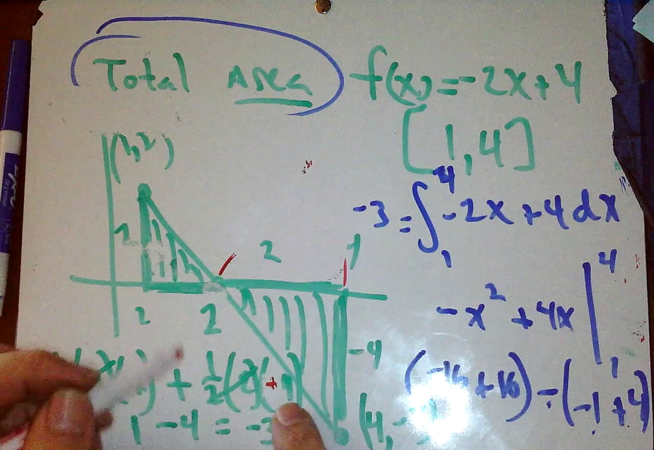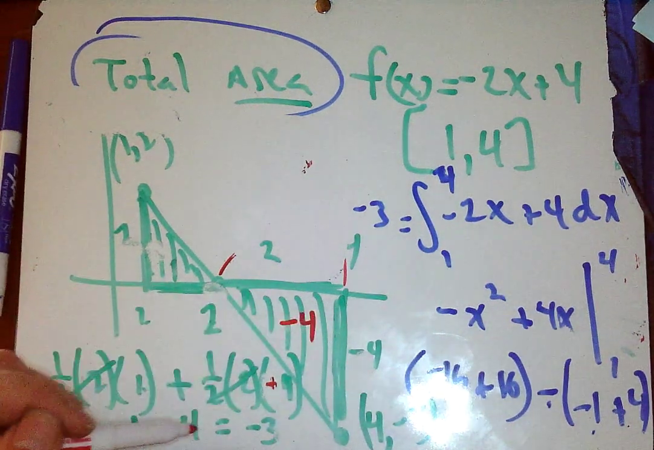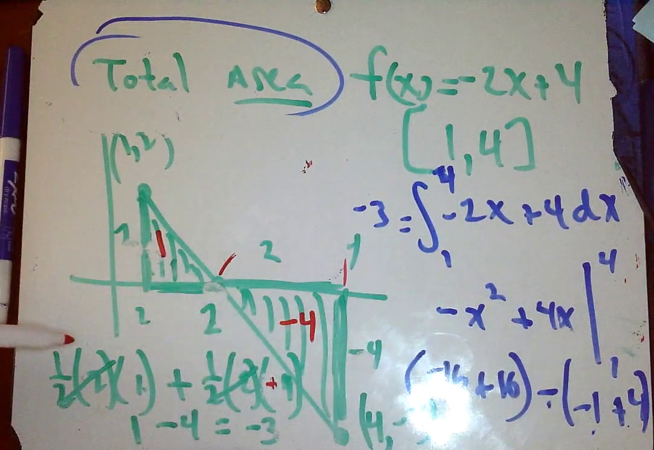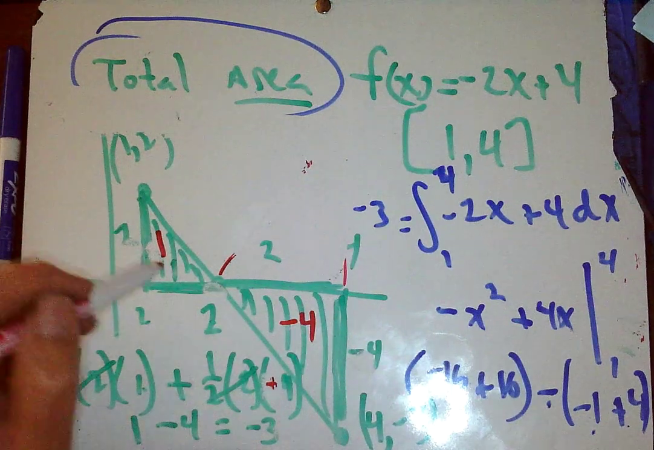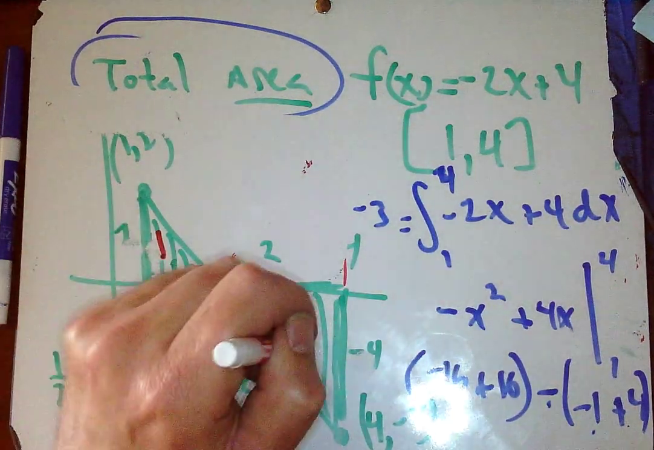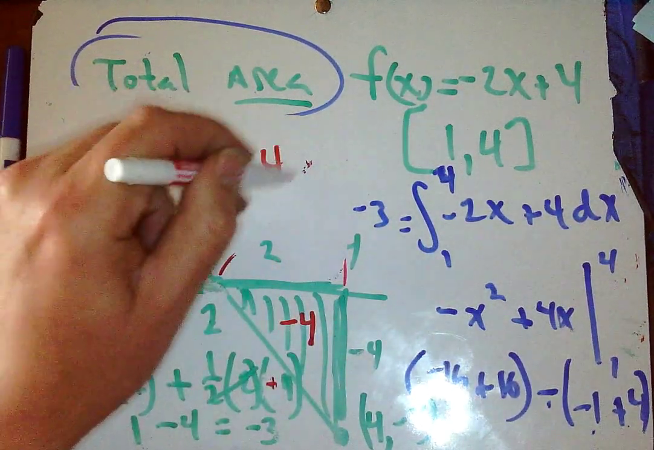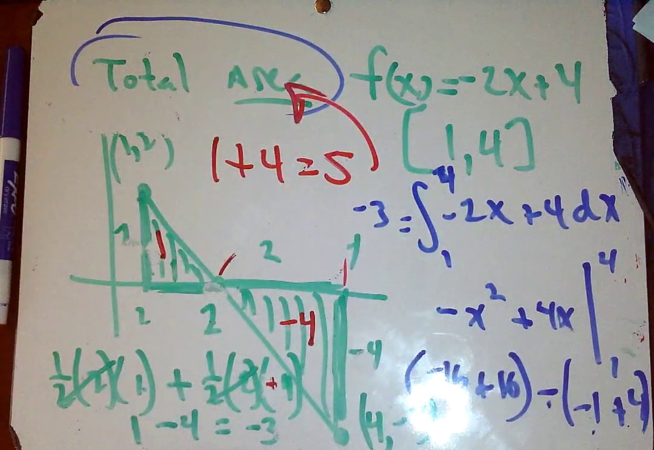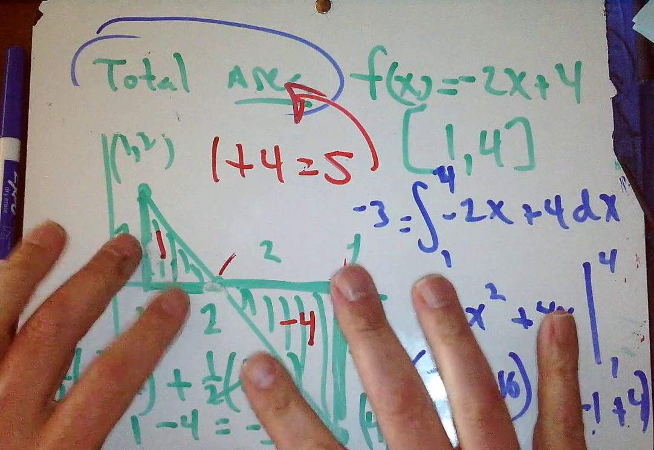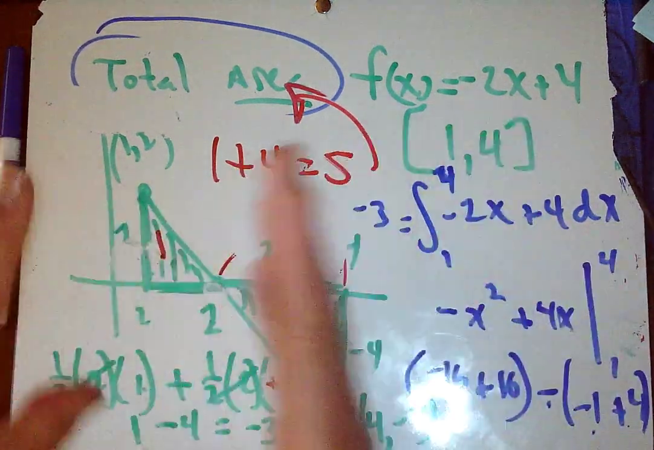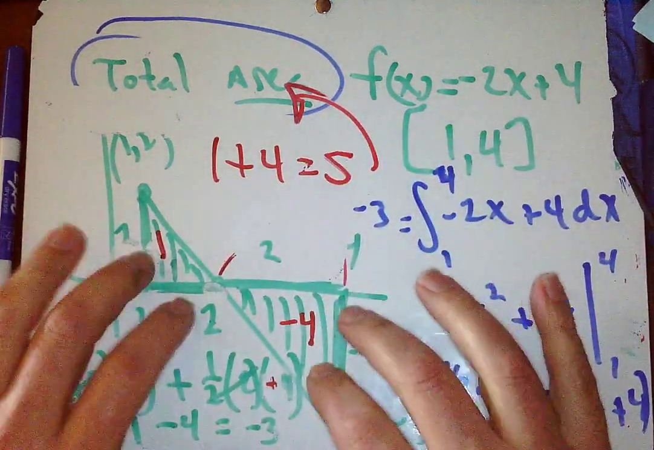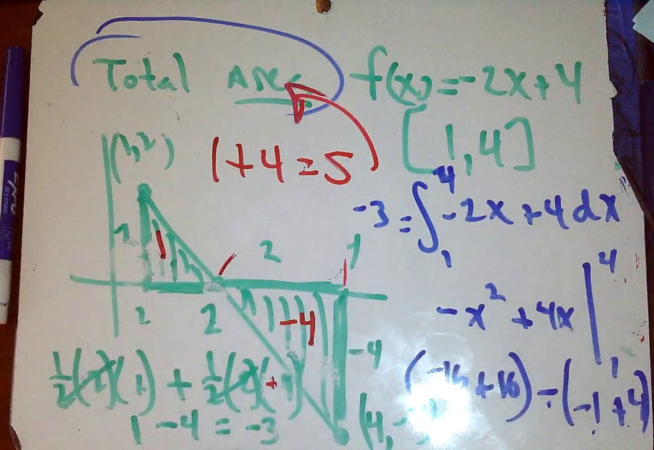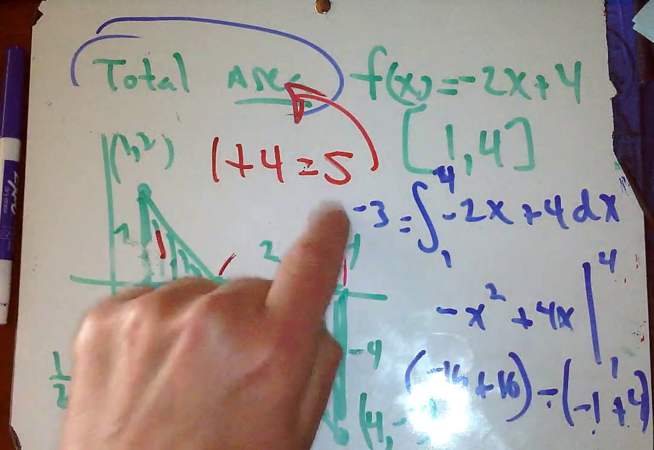This area was -4. This was +1. But I want the total area. I want an area of 1 plus an area of 4. And so my total area is 5. Okay? So that's like our geometry. Maybe even our middle school kids could add up those numbers and come up with this value.